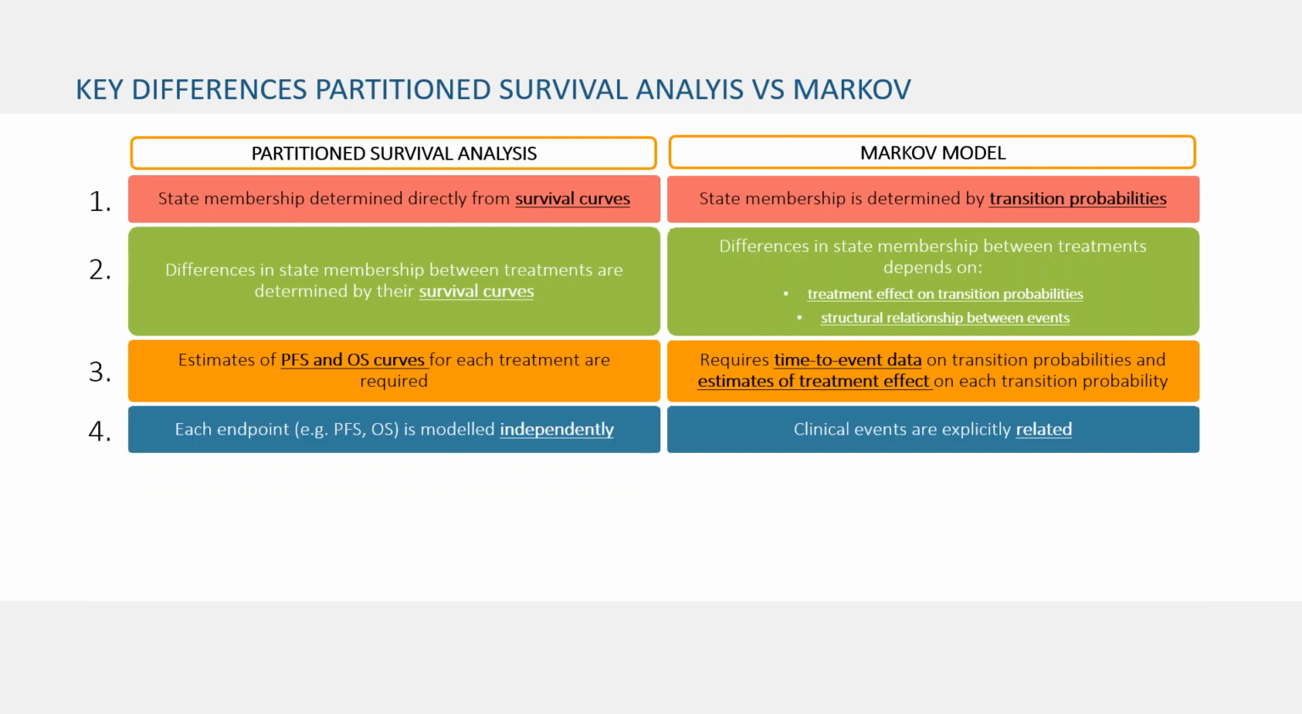So the next point is a key difference, which is that in a partition survival analysis, the PFS and OS are modelled independently, whereas in a Markov model, the clinical events are explicitly related. So in a Markov model, the overall survival depends on all three individual transition probabilities, and therefore the rate of death would reflect the proportion of patients in the progressed state and the differences in mortality between progression-free and progressed patients. So in partition survival analysis, this is not the case because the curves are assumed to be independent.